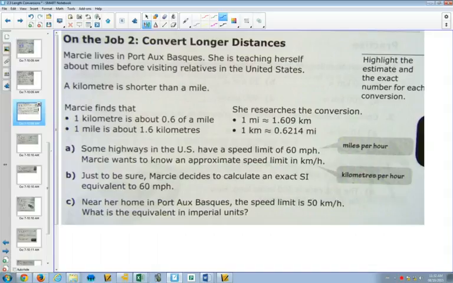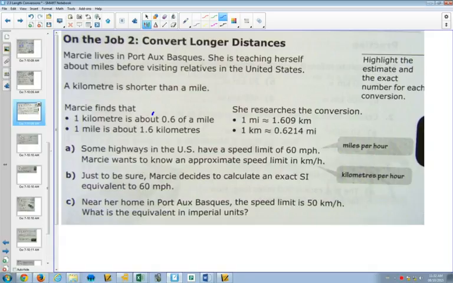She's visiting relatives in the United States and trying to teach herself stuff about miles. A kilometer is shorter than a mile, so it takes longer to run a mile than it would take to run a kilometer. She finds the following information. 1 kilometer is 0.6 of a mile.